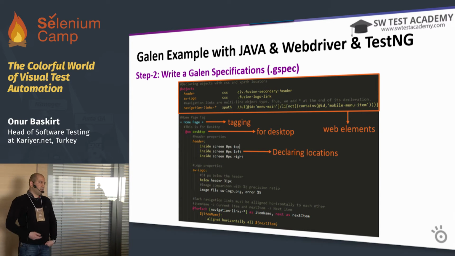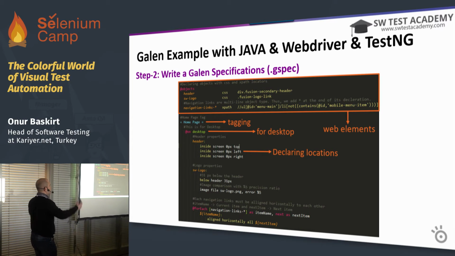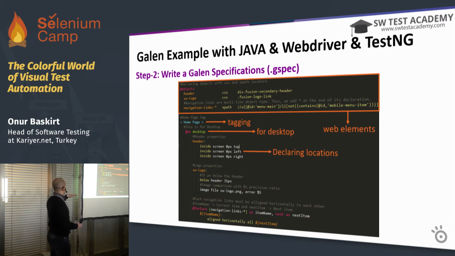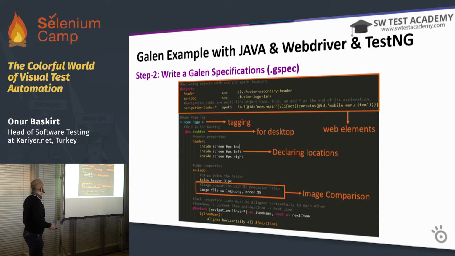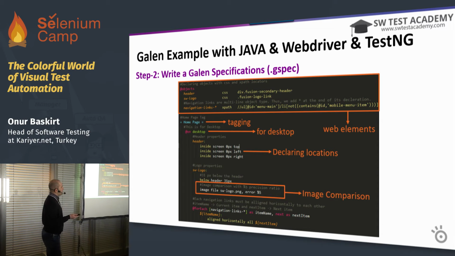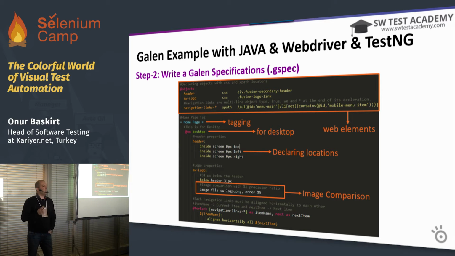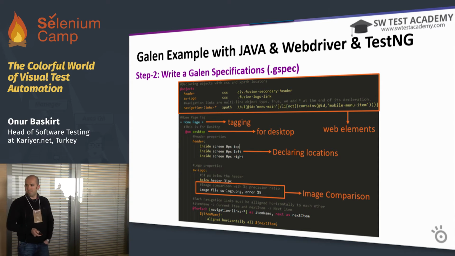Then we should start to declare locations. Our header is inside our screen, 0 pixel to the right, left, and top, as you see here. And this is the image comparison part. Image file: first I should save the expected image in my test folder, SWTest logo PNG, and I give a 5% error ratio to eliminate small problems such as anti-aliasing.